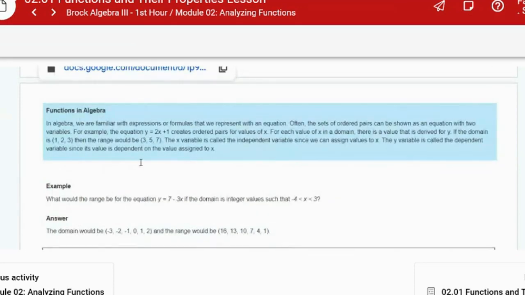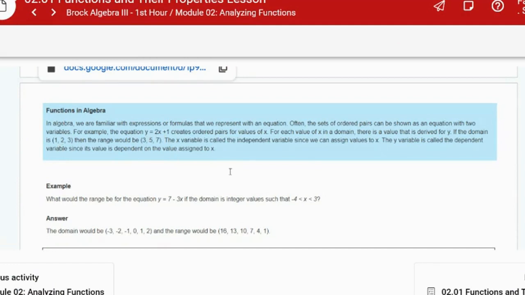All right, functions in algebra. In algebra, we're familiar with expressions or formulas that we represent with an equation, right? The sets of ordered pairs can be shown as an equation with two variables. For example, y equals 2x plus 1 creates ordered pairs for every value of x. So for every value of x in the domain, there's a value that's derived for y. We can just put a 1 in for x, and we find out that y is 3, right? So for 1, 2, and 3, it'd be 3, 5, and 7. Because when we put 2 in, 2 times 2 plus 1 is 5. So when it's 2, it's 5.